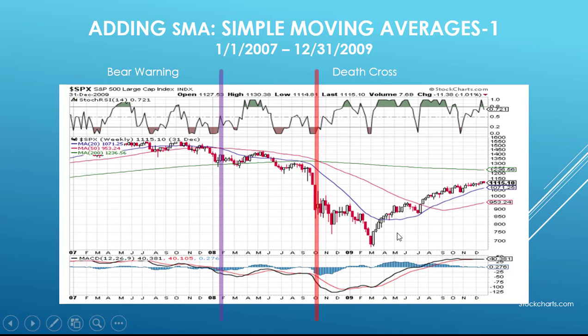We get a little bit of recovery back over here, but it takes a while for us to get that confirmation that we're back in a bullish market, with the crossover of the 50-day going above the 200-day in this particular area. We're getting back to more of a bullish function.